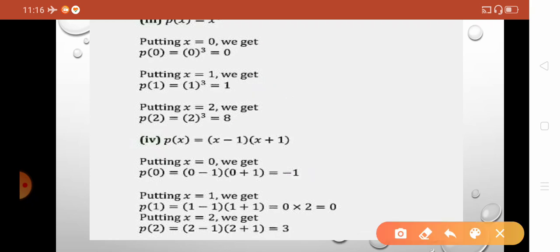Again we have p of 1. So 1 minus 1, 1 plus 1. So it will become 0. So whenever a number becomes 0, the other number that is multiplied, the answer will also become 0. Then p of 2, that is 2 minus 1, 2 plus 1. So 2 minus 1 is equal to 1 and 2 plus 1 is equal to 3. So 3 multiplied by 1, the answer comes out to be 3.